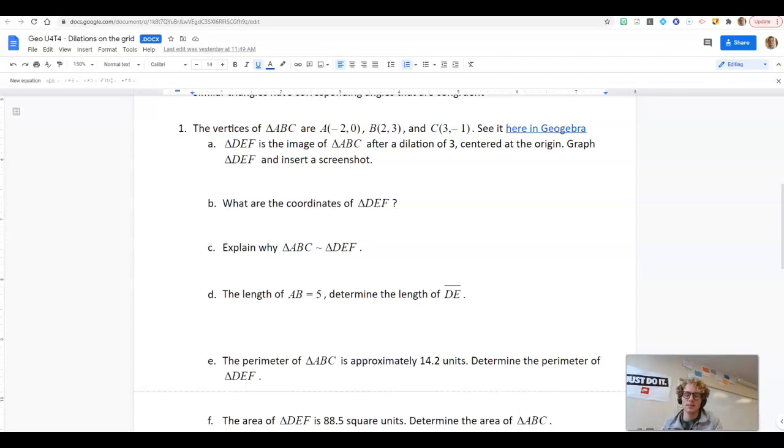Welcome to Geometry. Your fun fact of the day is that the Doge dog, their real life name is Kabosu. Fun fact of the day.